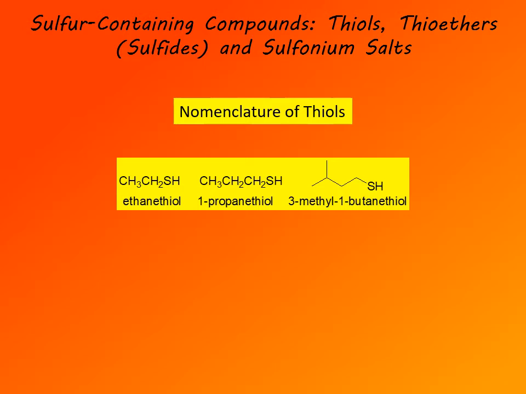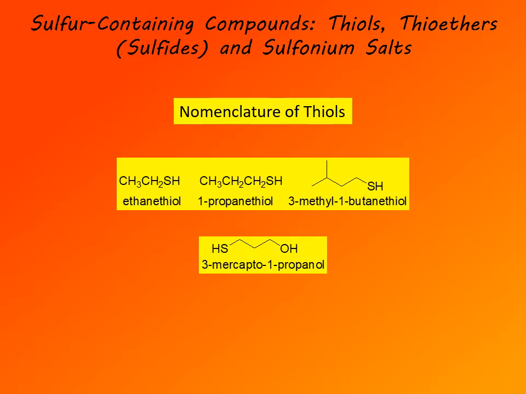So nothing special about this nomenclature, following the usual nomenclature rules that you have learned so far. As a substituent, the thiol group is named mercapto. The old name for thiols is mercaptans. That's because they form very strong bonds to mercury, and so mercaptan actually stands for mercury capturing agent. And that name has been retained as the name for the functional group as a substituent.